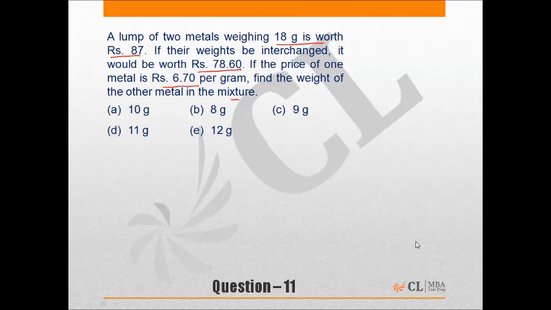Let us look at the standard or the conventional way of solving this question. The standard way is, let me assume the weight of one of the items to be x grams. Hence the other metal must be 18 minus x grams.